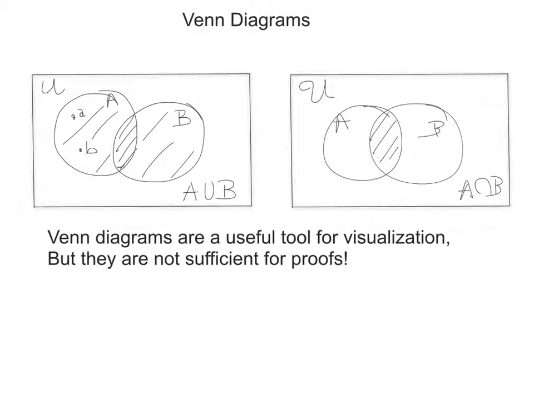So Venn diagrams are a useful tool for visualization, and you will see that I do use them to give me insights when I'm working different problems. But you will also notice they are not sufficient for proofs. Among other things, to use a Venn diagram as a proof, you would have to somehow prove that your Venn diagram represents all possible cases. But as I said, I use them to get insights, but then you'll also notice I will do formal proofs.